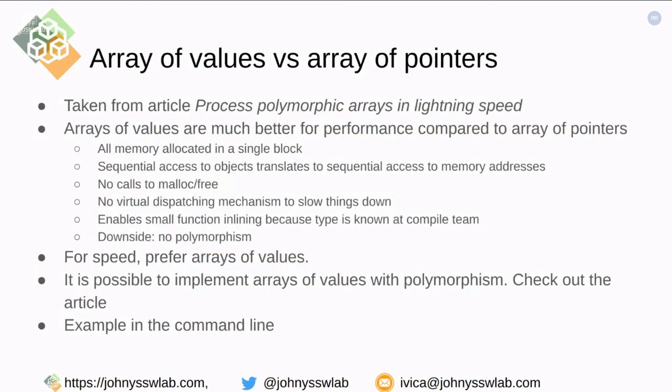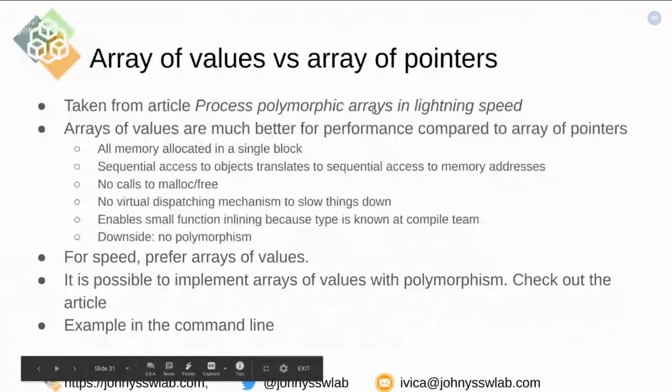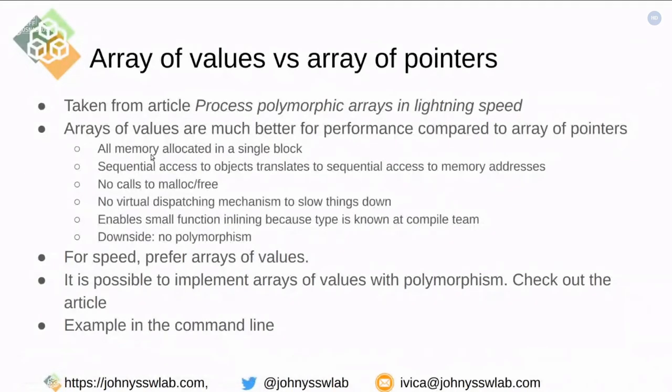So, array of values versus array of pointers. Polymorphism in C++ is achieved using an array of pointers. And this is taken from an article from Herb Sutter, "Process Polymorphic Arrays in Lightning Speed". Arrays of values are much better for performance compared to arrays of pointers. Why? First, all memory is allocated in a single block. Second, there are no calls to malloc and free. So there is no memory fragmentation.